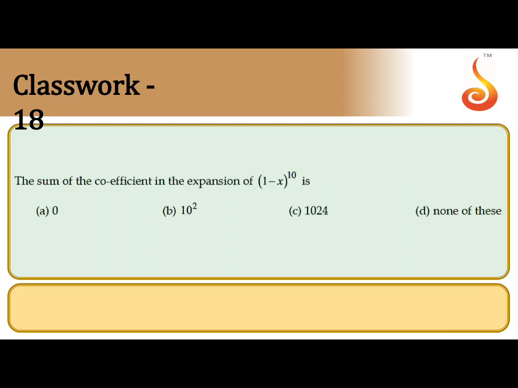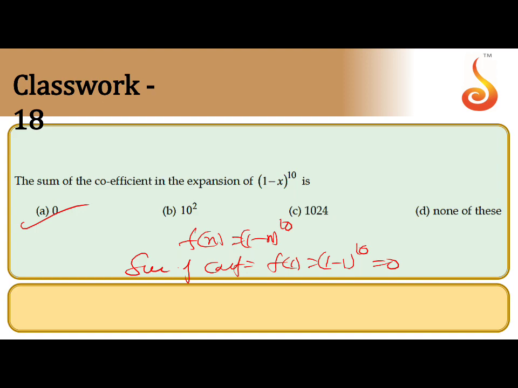Next question. Sum of coefficients. I just give the formula. Sum of coefficients means f of x is 1 minus x whole power 10. Sum of coefficients, that is f of 1, means 1 minus 1 whole power 10, that is 0. So option A. Sum of coefficients, how to get it? Substitute x equal to 1.